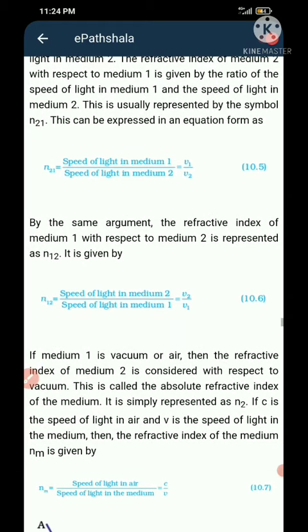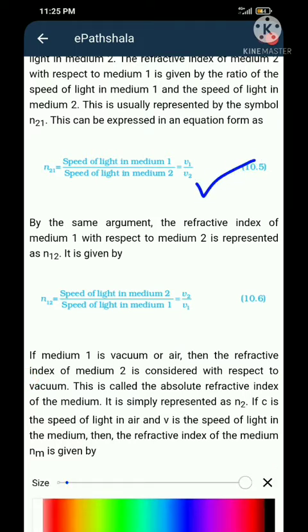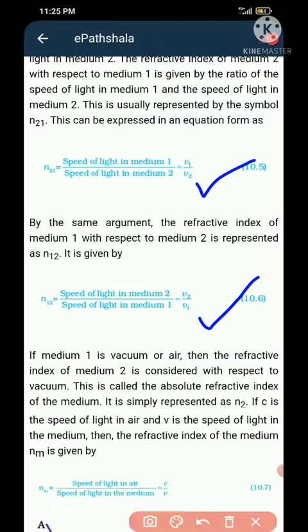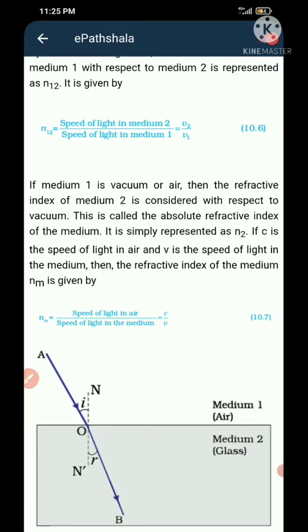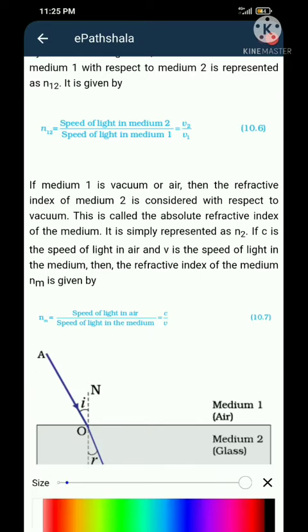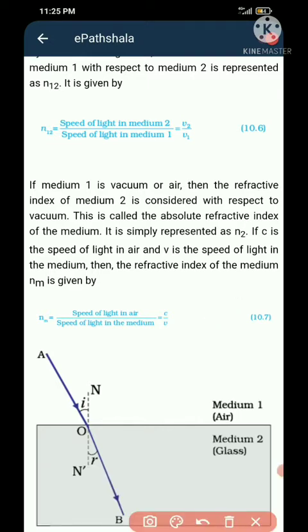So we can say that it depends on where the light goes from. If it goes from rarer to denser, we use this one. When it goes from denser to rarer, or between any media, if it goes 1 to 2 we use n21, if 2 to 1 we use n12. It depends upon the application. So in conclusion, the speed of light generally goes from air to any medium, so simply speed of light in air upon speed of light in the medium, c upon v, we take it. Now understand this in the figure.